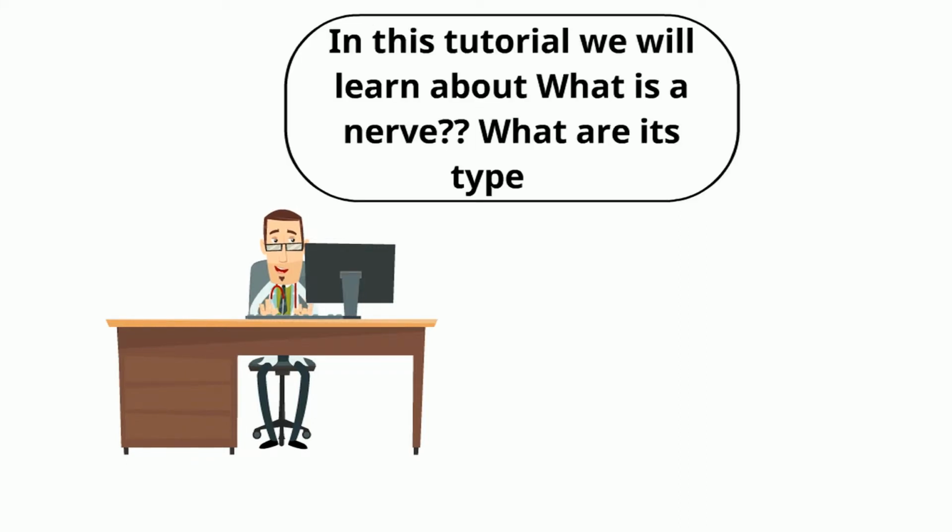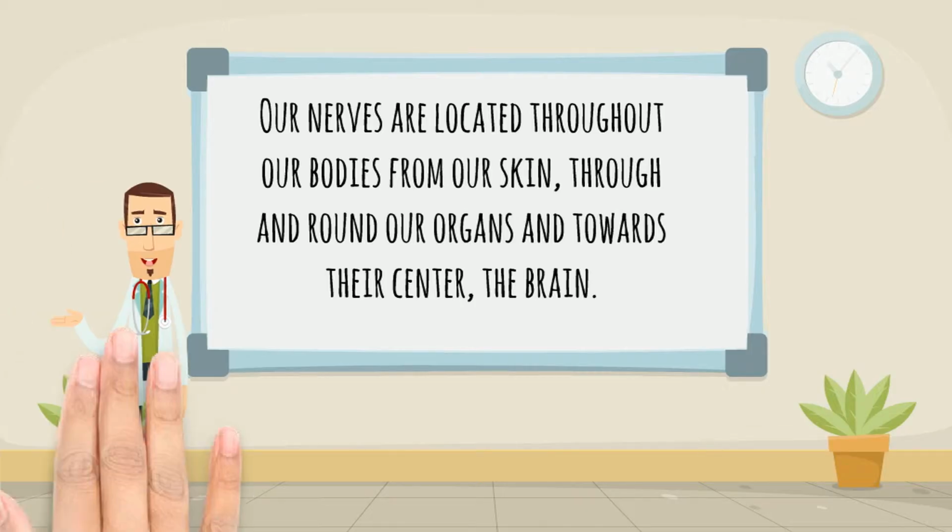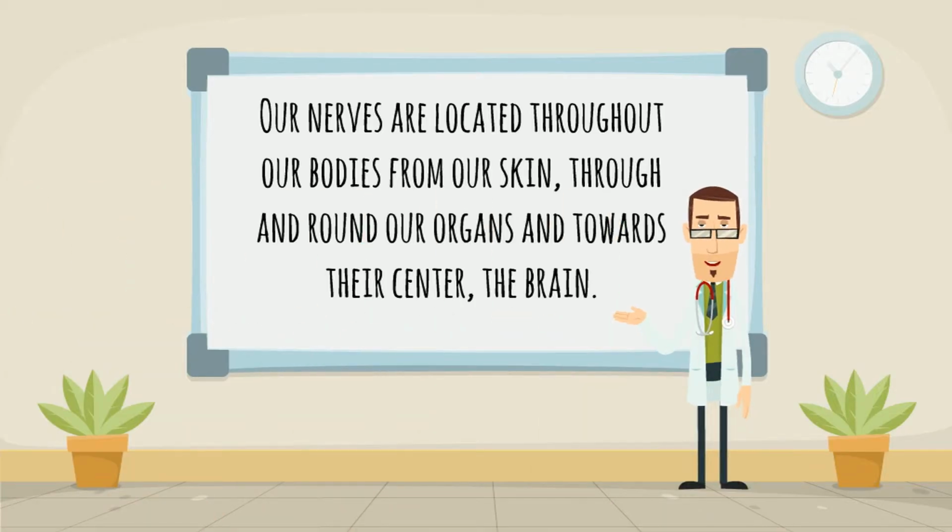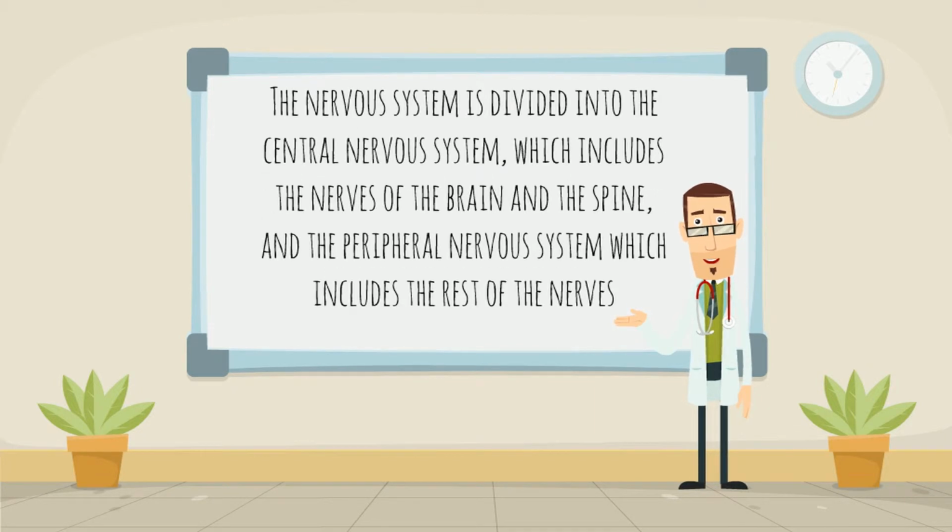In this tutorial we will learn about what is a nerve, and what are its types. Our nerves are located throughout our bodies, from our skin, through and around our organs and towards their center, the brain. The nervous system is divided into the central nervous system, which includes the nerves of the brain and the spine, and the peripheral nervous system, which includes the rest of the nerves.